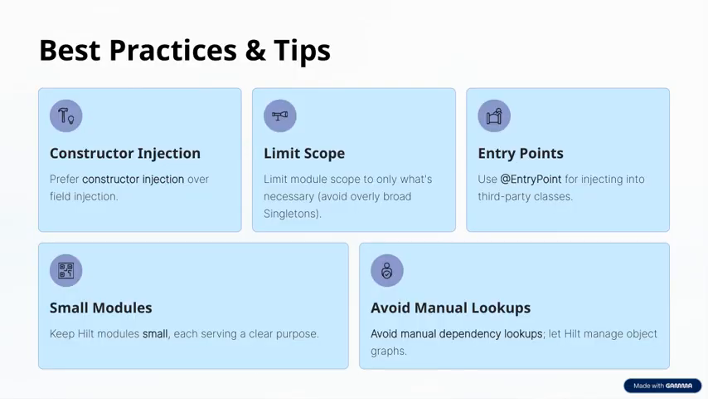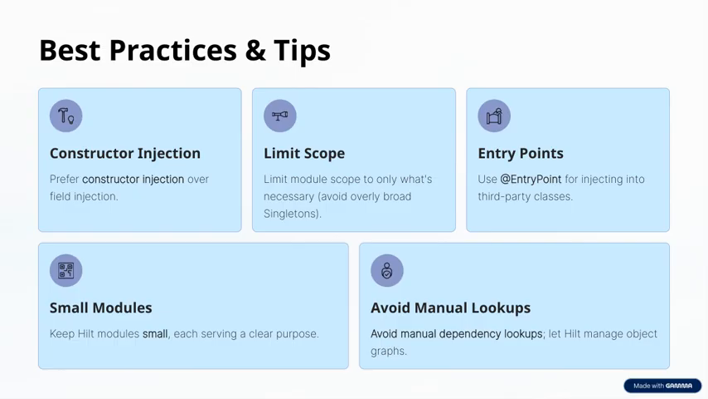All right, let's dive into some best practices and tips for working with Hilt. First up, constructor injection. This is generally preferred over field injection because it makes dependencies more explicit and easier to test. When you use constructor injection, your classes clearly state what they need, which improves maintainability. Next, it's important to limit the scope of your modules. You want to avoid making modules too broad or turning them into singletons that are used everywhere. Keeping scope tight ensures better control and reduces the risk of unintended side effects.